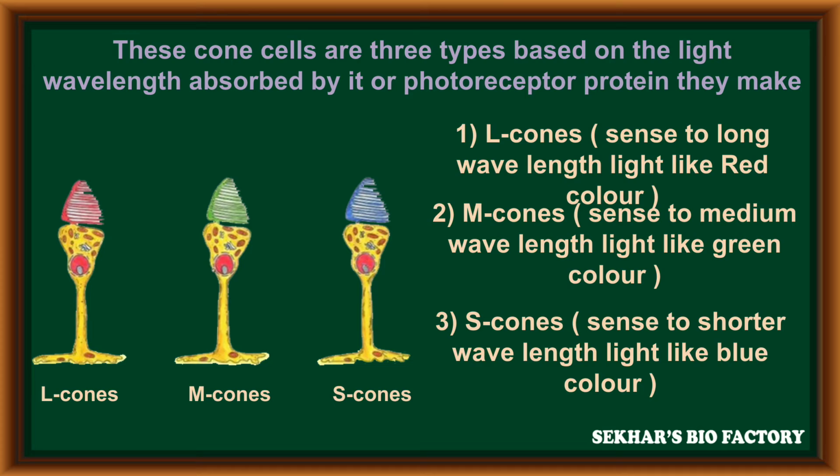And the third type is S cone cells. These S cone cells absorb shorter wavelength light, and are sensitive to shorter wavelength light like blue color. So these are referred to as S cones. S means shorter wavelength. In this way, there are three types of cone cells to absorb different color light in the retina.